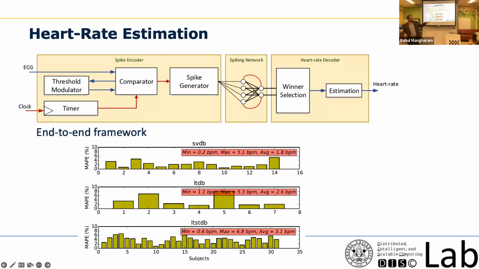Again, for the interest of time, I'll skip it. This is the architecture that we proposed, where we had a spike encoder followed by a spiking neural network, and then the readout unit, which is doing the heart rate estimation.